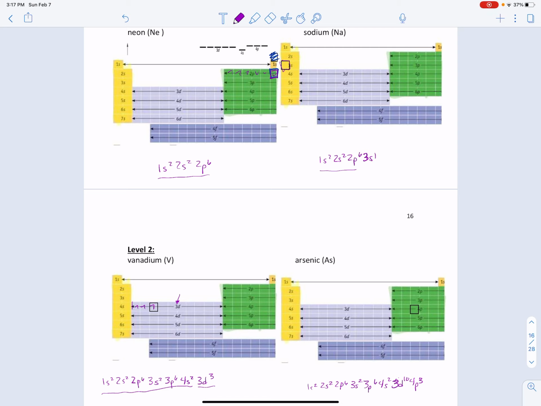And then lastly, it filled all of the D's. And then we have 1, 2, 3 P's that are getting filled right over there.